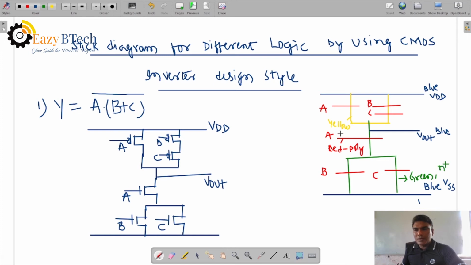Okay. Now for the contact areas, you can take interconnection over here, black contact. Here also interconnection, diffusions. Here also interconnection, and here also one interconnection for metal to metal as the output. So this is the stick diagram for the logic A into B plus C complement in CMOS design style.